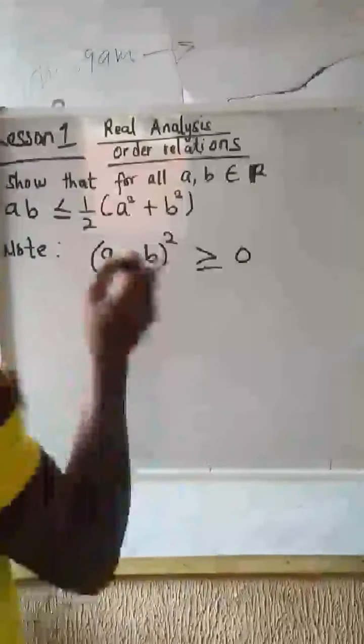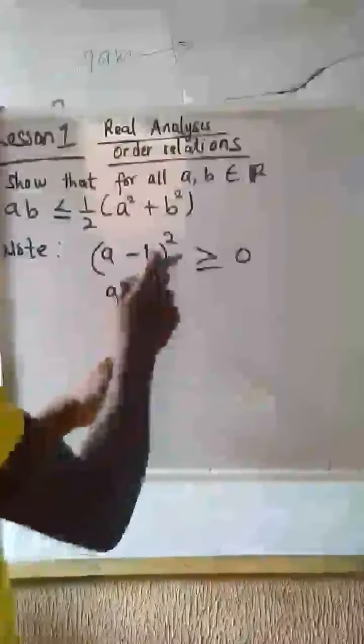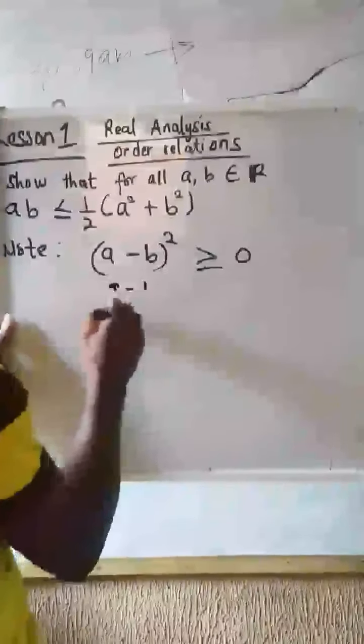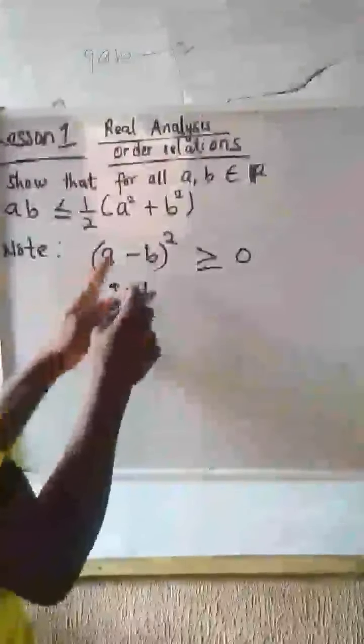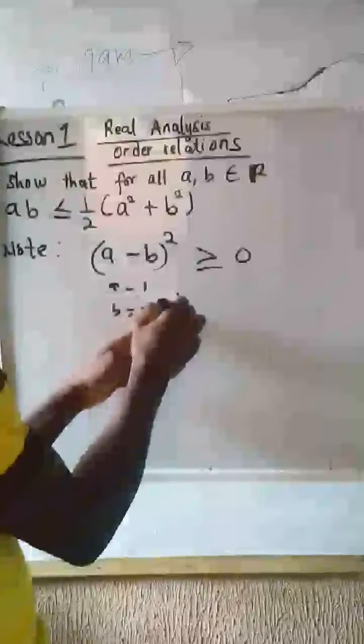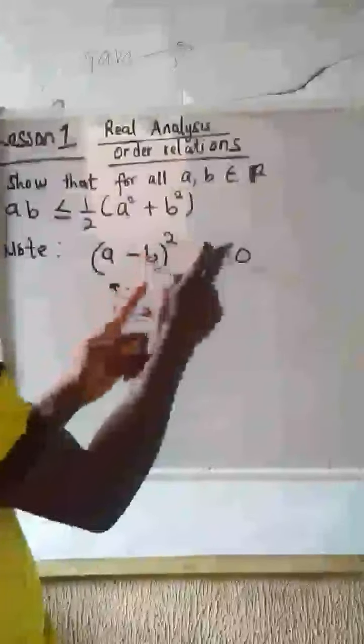(a minus b) squared is going to be equal to 0 if a is 0 and b is 0. True? Okay, yes. Let's say a is 0, b is 0. So 0 minus 0 is 0, and 0 raised to power 2 is 0. So it's equal to 0 when a is 0 and b is 0. Now let's see a as 1 and b as 2. 1 minus 2 is minus 1. Minus 1 raised to power 2 is 1, which is greater than 0. So this is true.